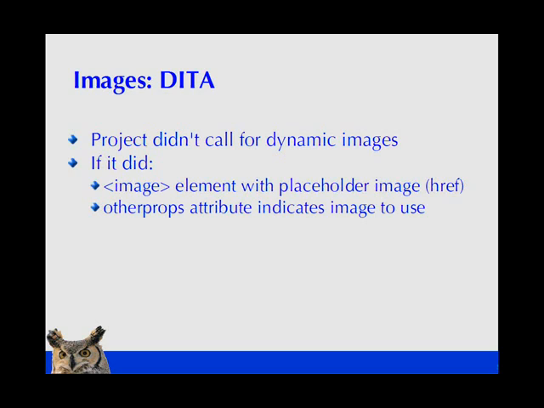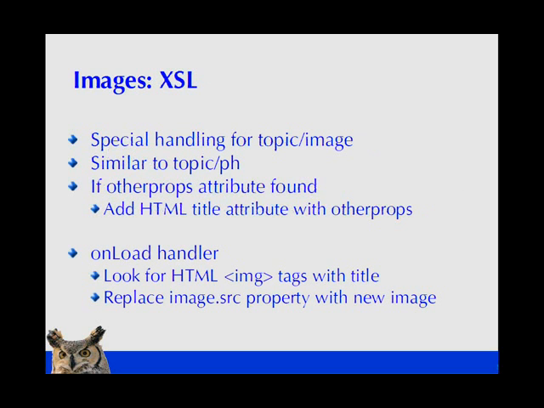Anyway, this project didn't call for dynamic images, so what we would do is we would probably insert an image element. This says images DITA, but yes, in the DITA, what we do is use the image element, and we'd use a placeholder image in the href. But we'd also use the other props attribute, and that would indicate which image we actually wanted to use. And of course, there would be some association between the value that you passed in on the other props attribute and the table in our JSON file.